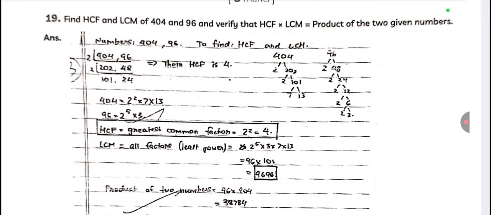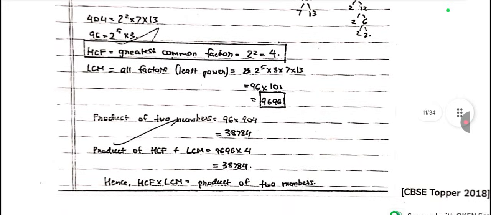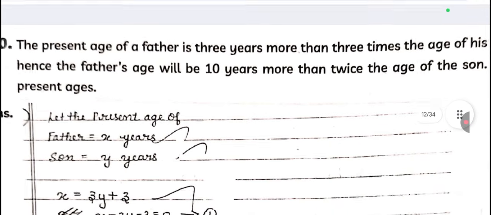19th question: 404 and 96. Very simple, HCF and LCM. You see how the topper has written it. Properly they have written, and HCF into LCM they got 38784. I think I saw this paper recently also.